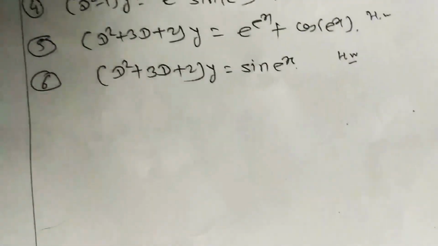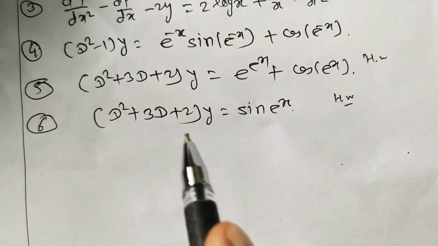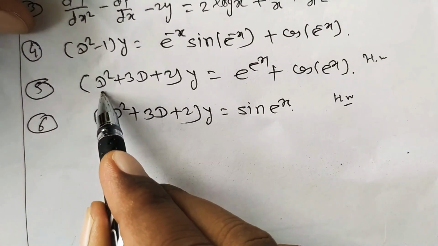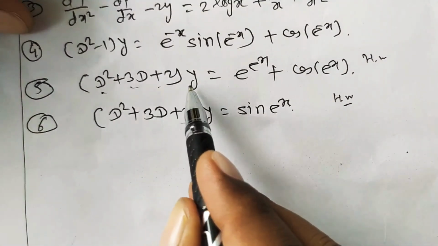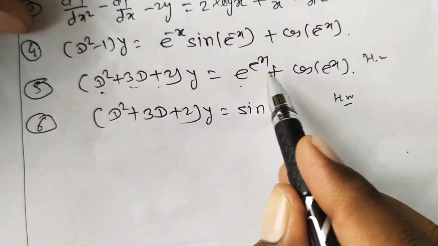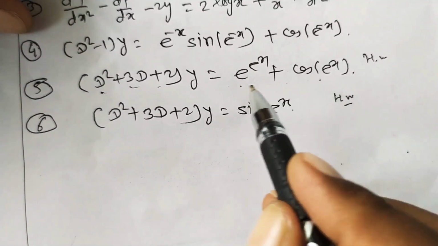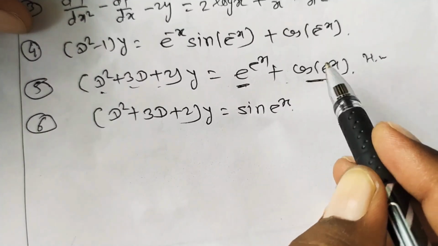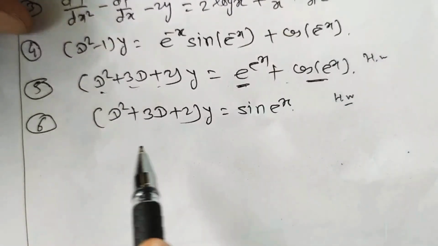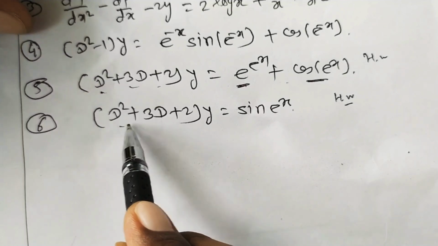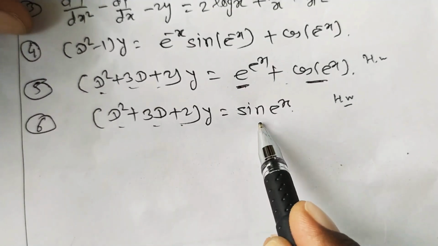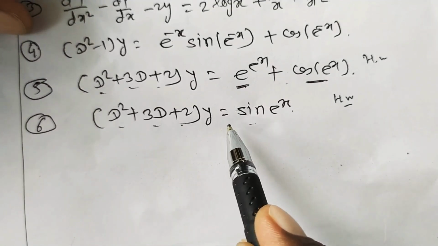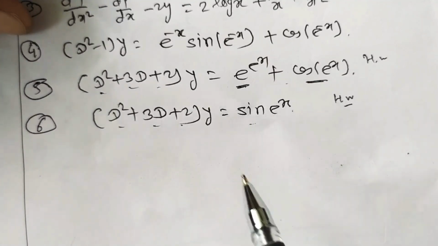Now you try these two problems at home. The first one is to solve (D square plus 3D plus 2) y equal to e raised to x plus cos of e raised to x. Already e raised to x is solved, and cos of e raised to x is the same problem that was done. Then the second problem is to solve (D square plus 3D plus 2) y equal to sin of e raised to x. So you try these two problems at home.